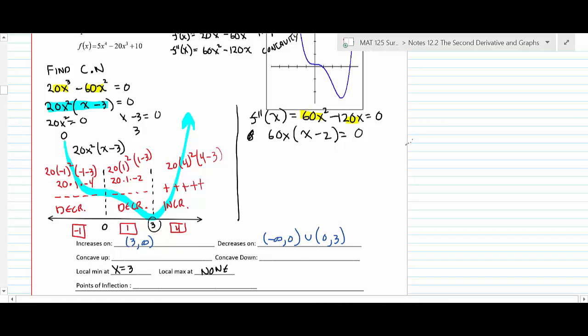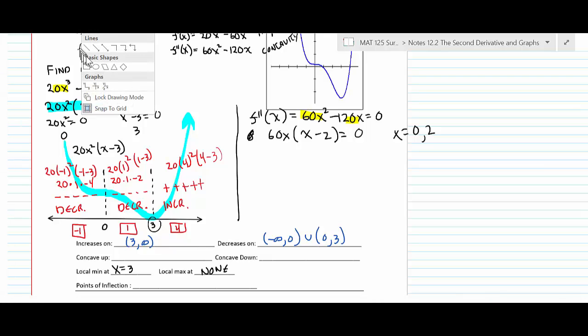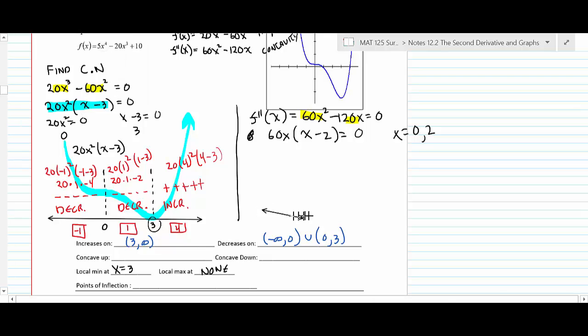So what are the answers to that equation? 0 and 2. Again, most of the time you're going to be able to do that in your head, so that's 0 and 2. What you do is start over again with a brand new sign chart, and this sign chart is going to tell you how your concavity works and your possible points of inflection. So what we'll do here is just look at 0 and 2.